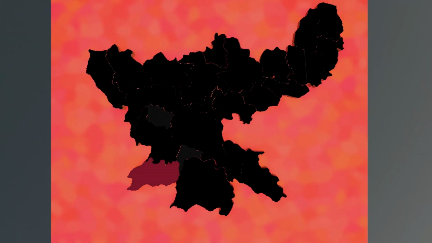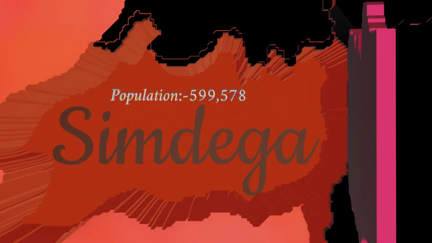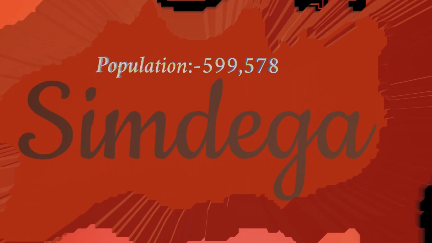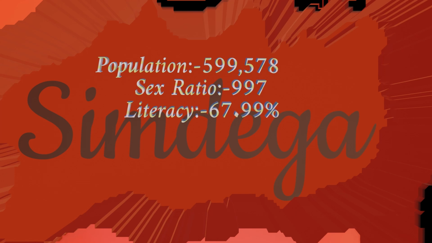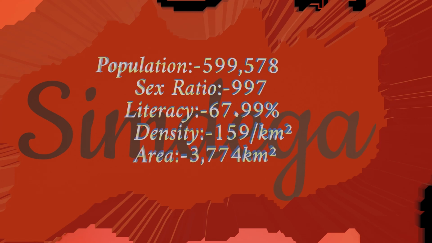Now let us move to Simdega. Population of Simdega is 599,578. Sex ratio is 997. Literacy rate is 67.99%. Density is 159 per kilometer square. Area is 3774 kilometer square. Constituencies are 2.